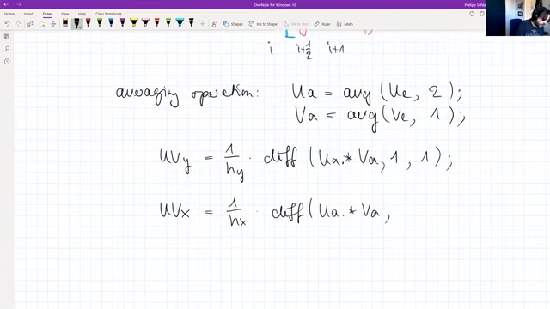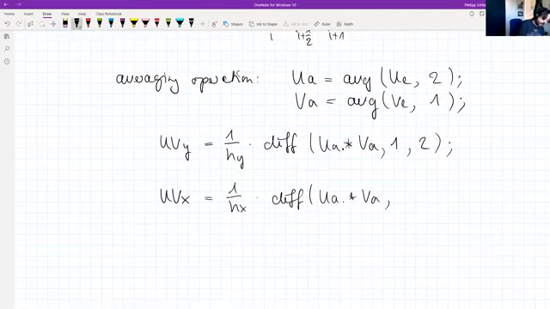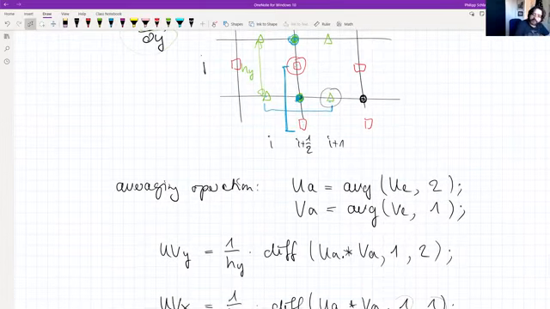But actually, there was something wrong here, of course. This one should have been 2 here, of course, because it's the derivative in the vertical direction. Sorry. Because here it's 1, 1, because it's the first derivative and it's in the x direction. So in this way, you can then consistently define all the derivative operators that are needed to be calculated.